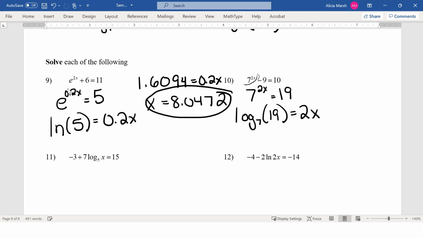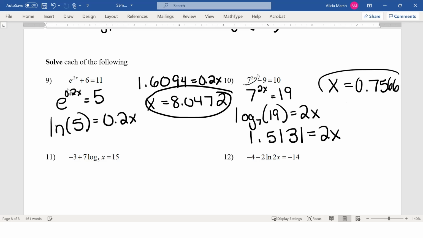Now, log base 7 of 19, I need Mr. Calculator. So I'm going to go to Mr. Calculator. I'm going to type that in. I'm going to get an answer of 1.5131 is equal to 2x. Dividing by 2, we are going to get an answer of 0.7566, it looks like, for an answer there.